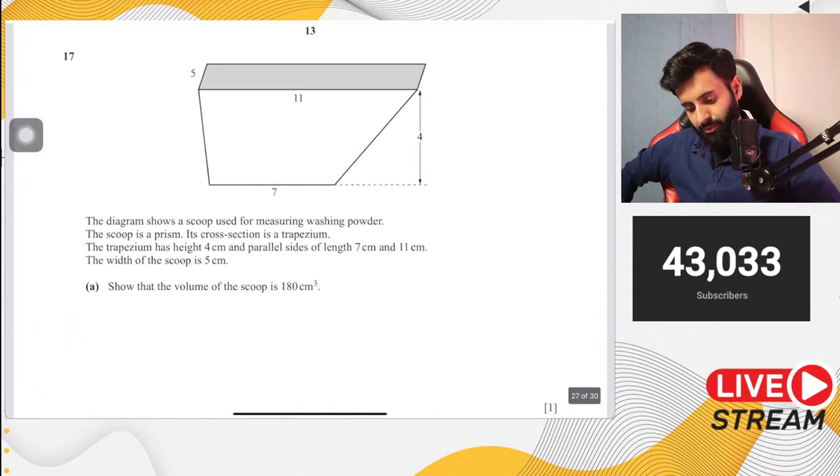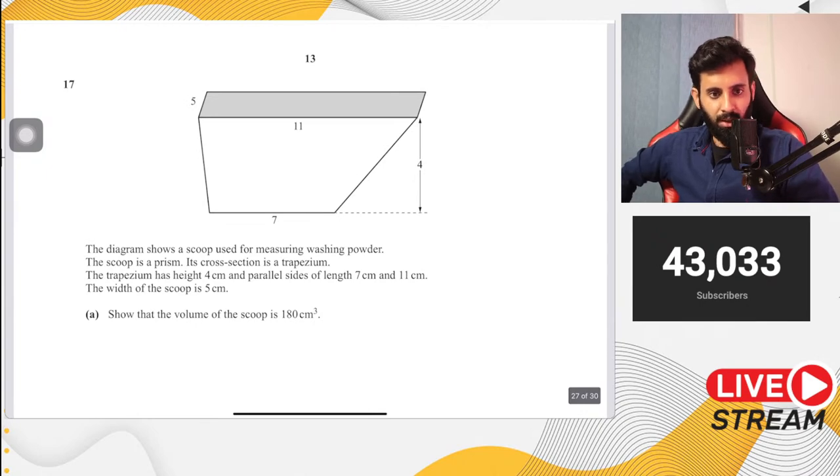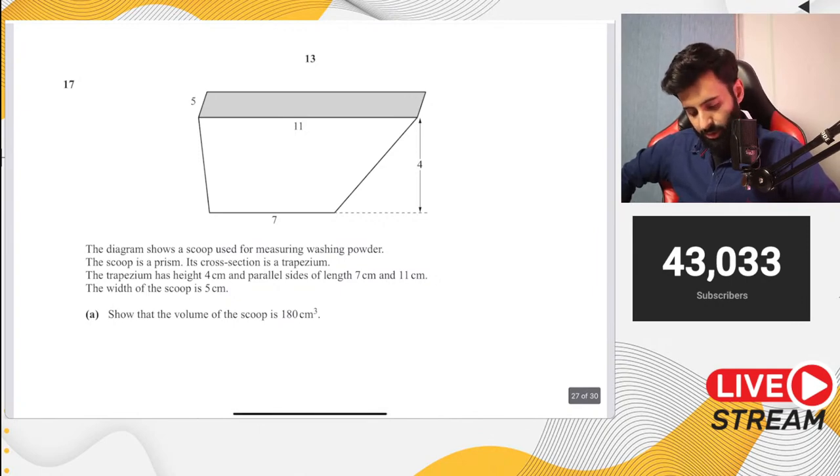Now let's do this question. Let's see what this question says. The diagram shows a scoop used for measuring washing powder. The scoop is a prism. Its cross section is a trapezium.